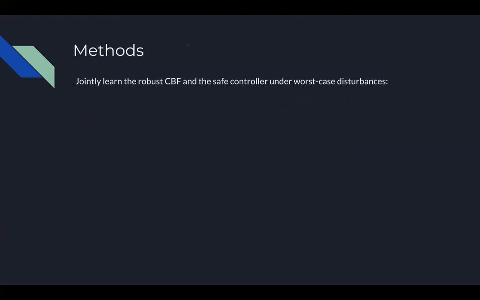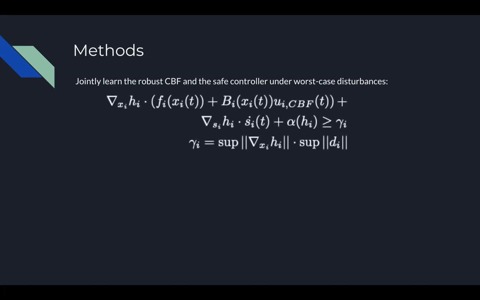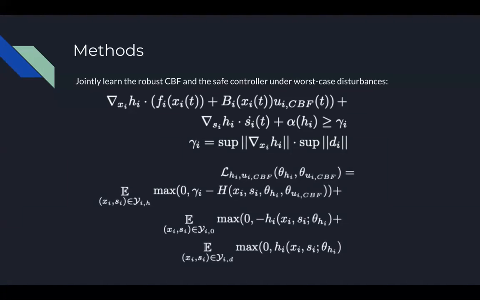The major approach we took is adding a worst-case margin to the control barrier function condition and jointly learning the robust CBF together with the safe controller at the same time. The left side of this inequality is the original control barrier function condition to ensure that the controlled agents stay inside the safety set, while on the right-hand side, gamma takes care of the worst-case disturbances by taking the supremum over the d_i.